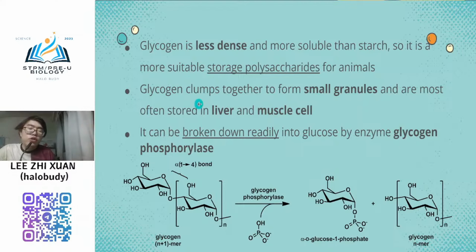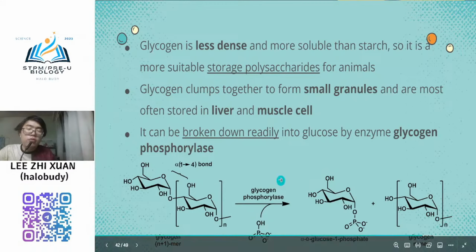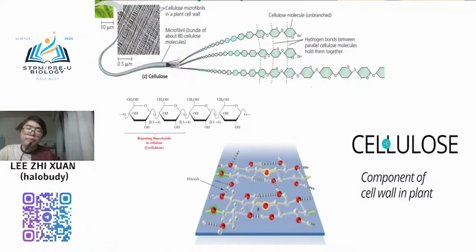So glycogen clumps together to form small granules and is most often stored in liver and muscle cells, and also breaks down easily into glucose by the enzyme glycogen phosphorylase. This one, the mechanism, you will learn in semester 2. Okay. The last one is about cellulose.